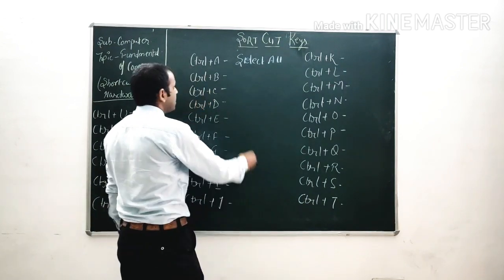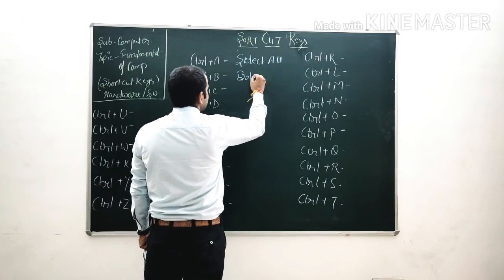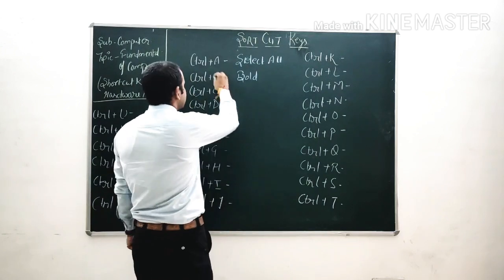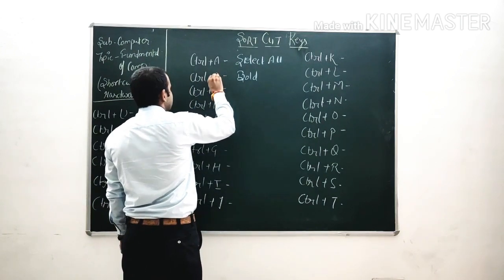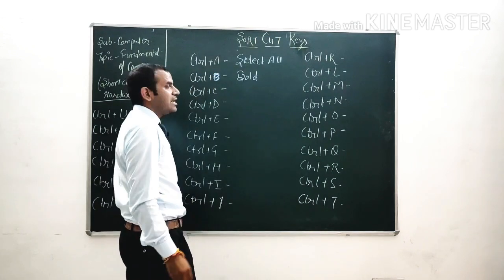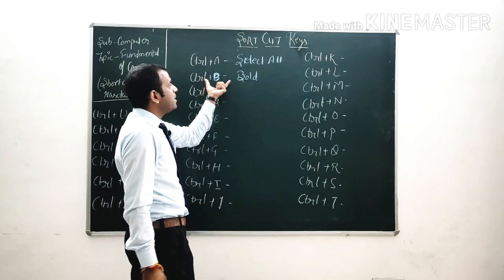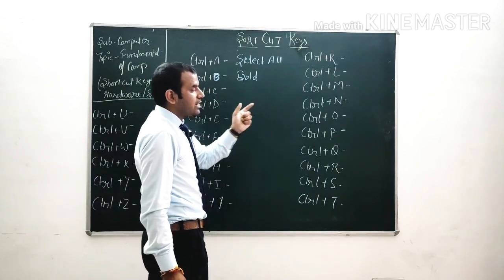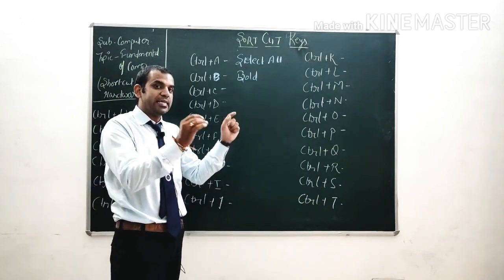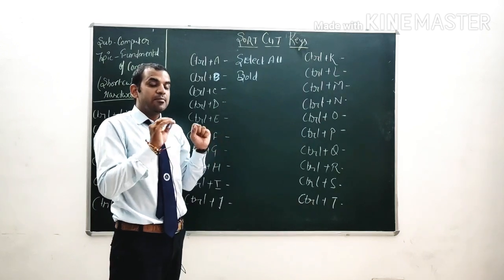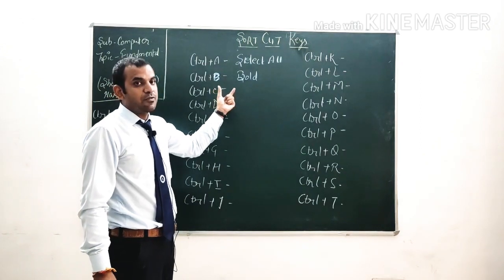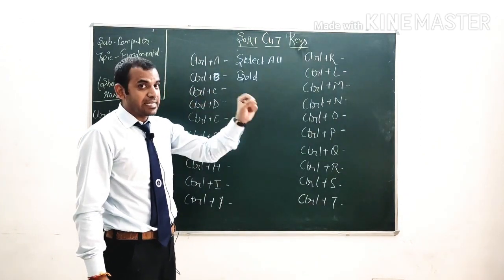The next one is Control B. It is bold. Bold means if you want to make your text thick, like this is B and this is Control B, your B is thick, or can say bold, so you will use the Control B shortcut key. Firstly, you have to select one more thing. When you are going to use a shortcut key, firstly you have to select the text which is shown on your desktop. Otherwise you will not be able to use the shortcut key. So you have to first select the document or the text.